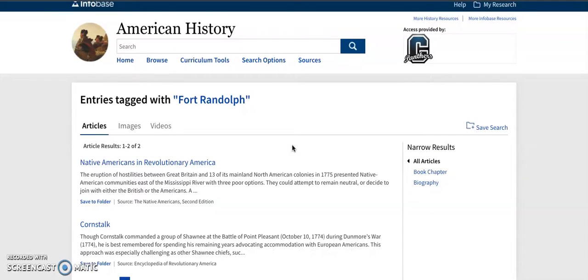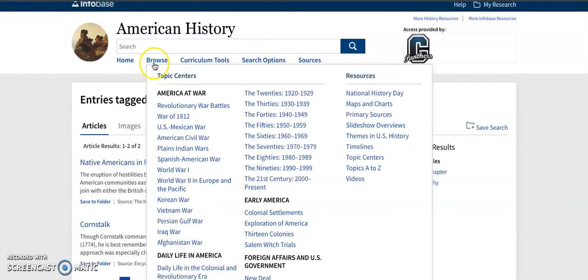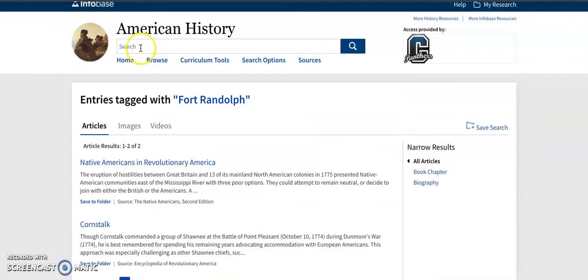So for this, you're going to either browse the different topics or search for a specific thing. You can also search battles, and take your time to explore the articles, the images, the videos, to really get an overview. And the primary documents are very cool because they are connected to the era.